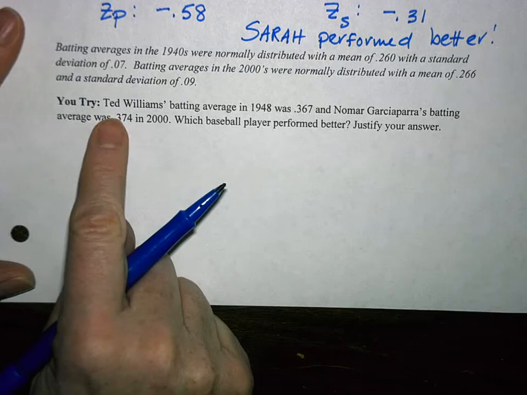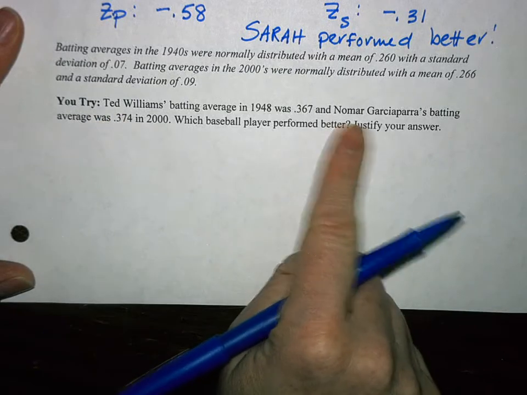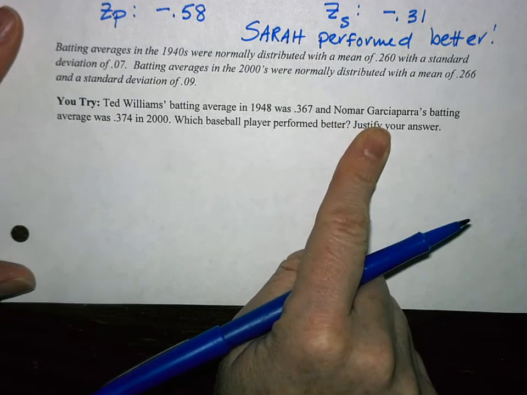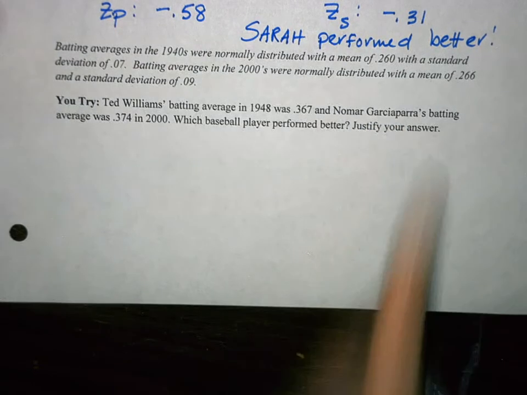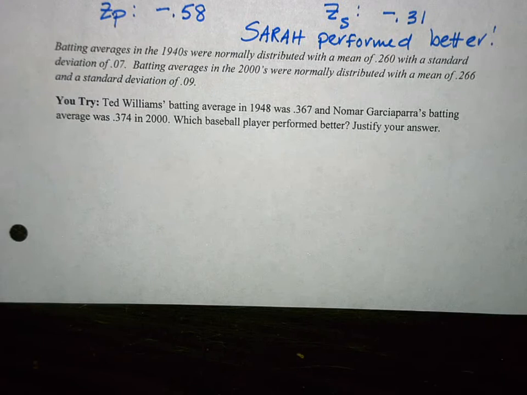Okay, so what I'd like you to do is find the z-scores for this problem. I want you to do this problem on your own and see how you do. We'll check it in class. So you've got batting averages of Ted Williams and, I don't know how to say his name, Nomar Garciaparra? I'm sure you'll tell me.